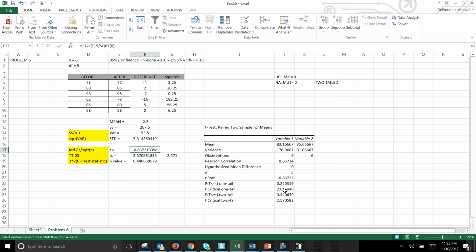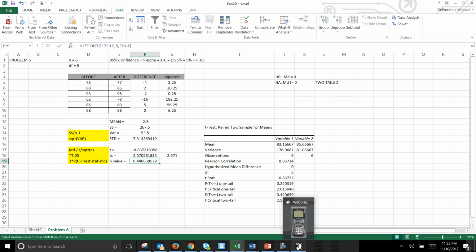The t-critical in the one tail, or in the two tail, is 2.57, so that matches up here. And the probability in the two tails is 0.4406, that's the p-value, and that matches up with our p-value here. Okay, so that's good that matched up. Again, this is the t-test with paired two-sample for means. We treat it as almost like a single t-test, just based on the differences.